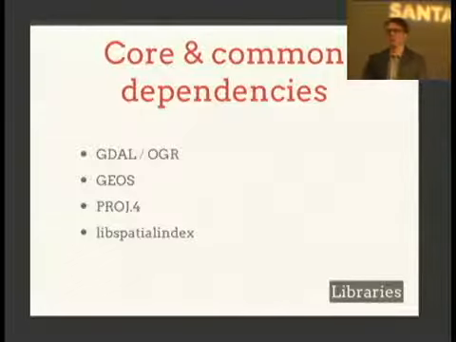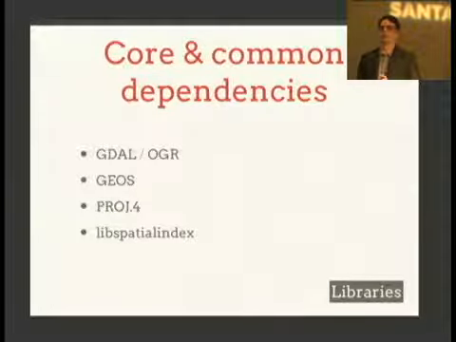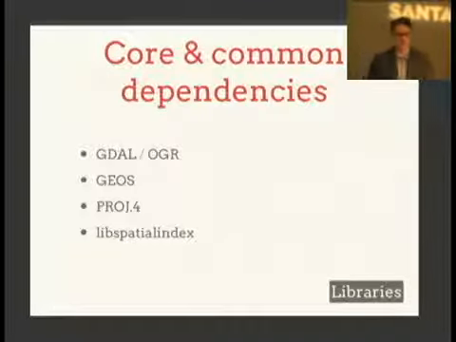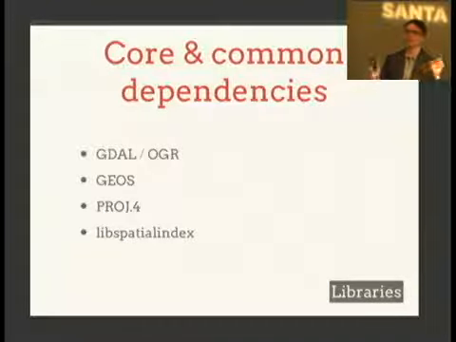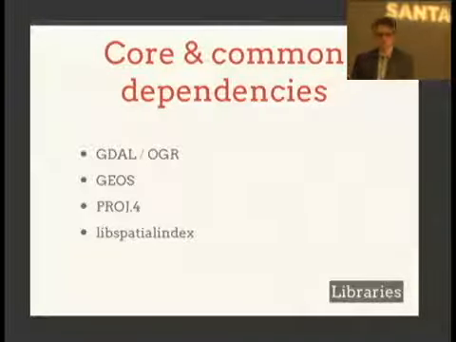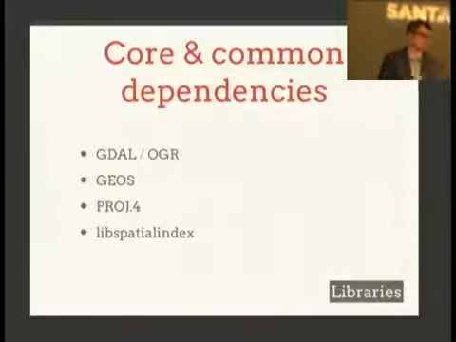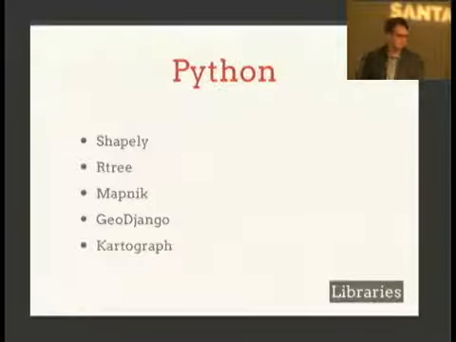GEOS is a library that handles some of those operations and predicates I showed you earlier, intersection, is this point within another, that's often handled by GEOS. Proj4 is where these spatial reference systems are defined, and libspatialindex is a pretty common C library for working with R-tree data, or R-tree indexes.